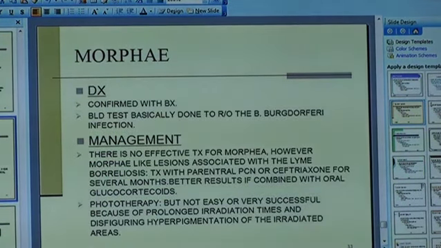irradiated areas. Well, this is another condition where the treatment is very poor. There's not much you can do to prevent it and not much you can do to treat it once you find out it's not associated with any underlying disease. So today you got two conditions where you don't have to know too much about treatments, because they don't work. But these are two conditions that do not yield well to treatment.